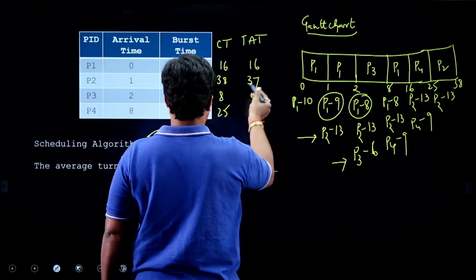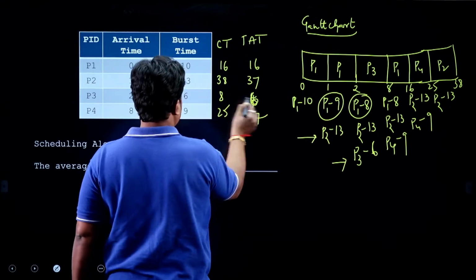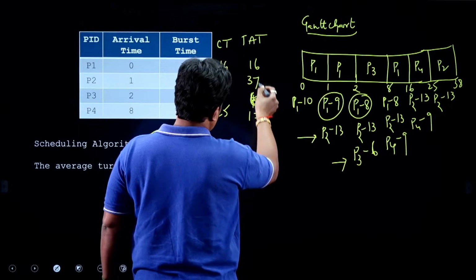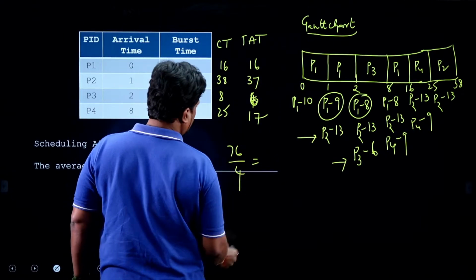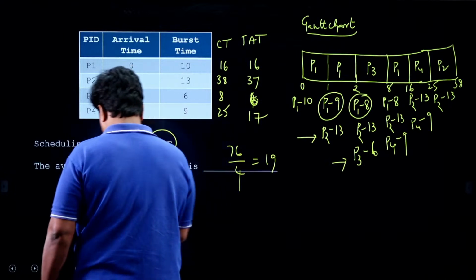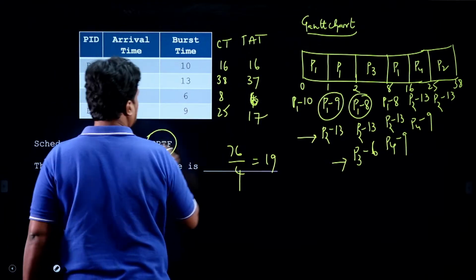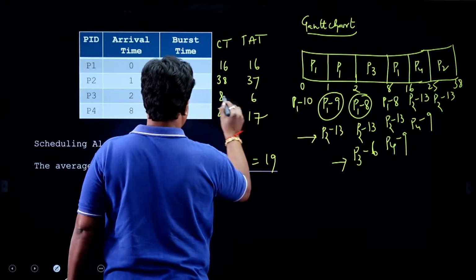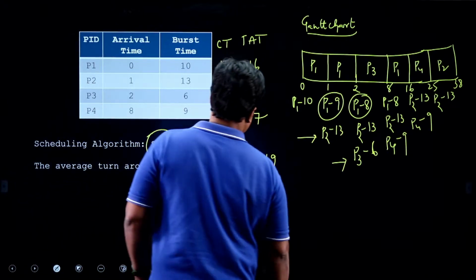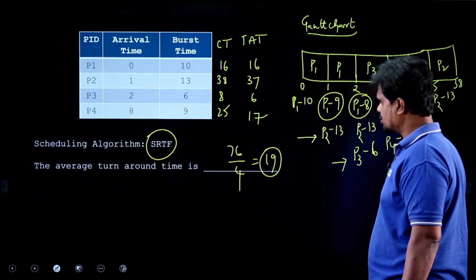What is this? I mean, this is 6, right? 8 minus 2, 6, yeah. So 33, 37, 76, right? So 76 by 4, which you are getting 19. So 19 is the answer for this question. Average turnaround time is 19, right?